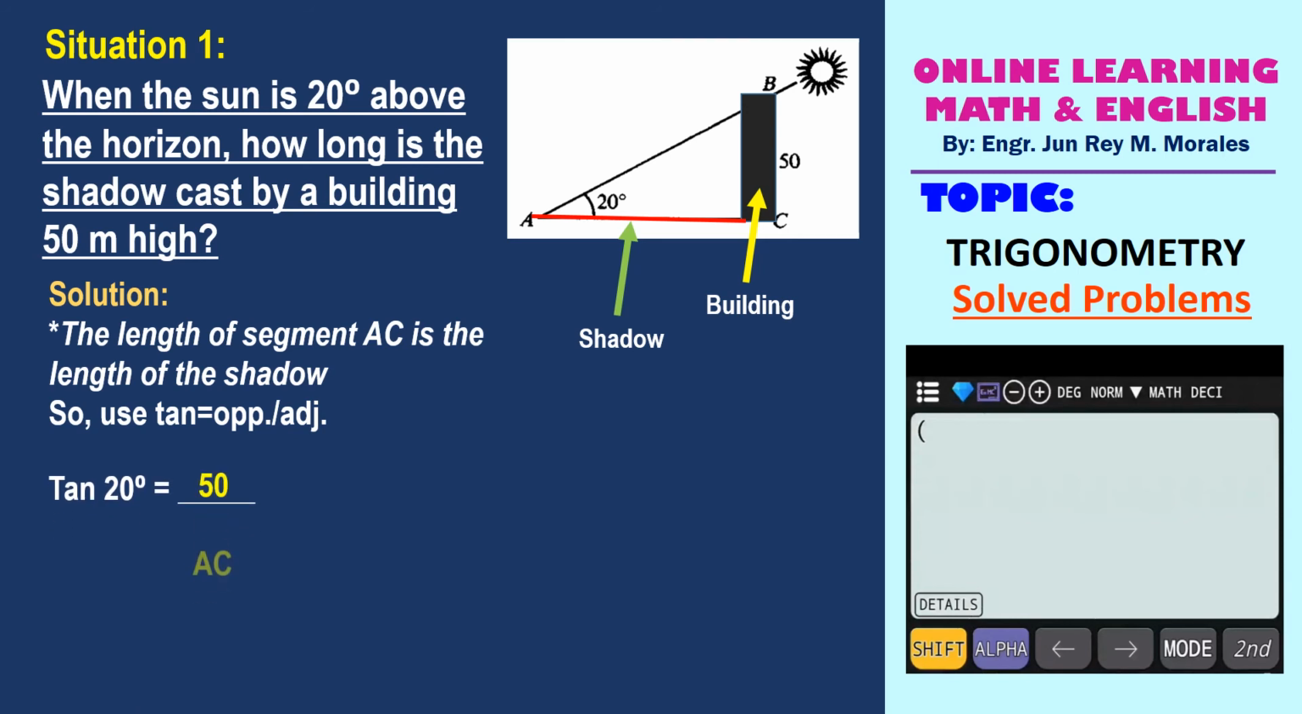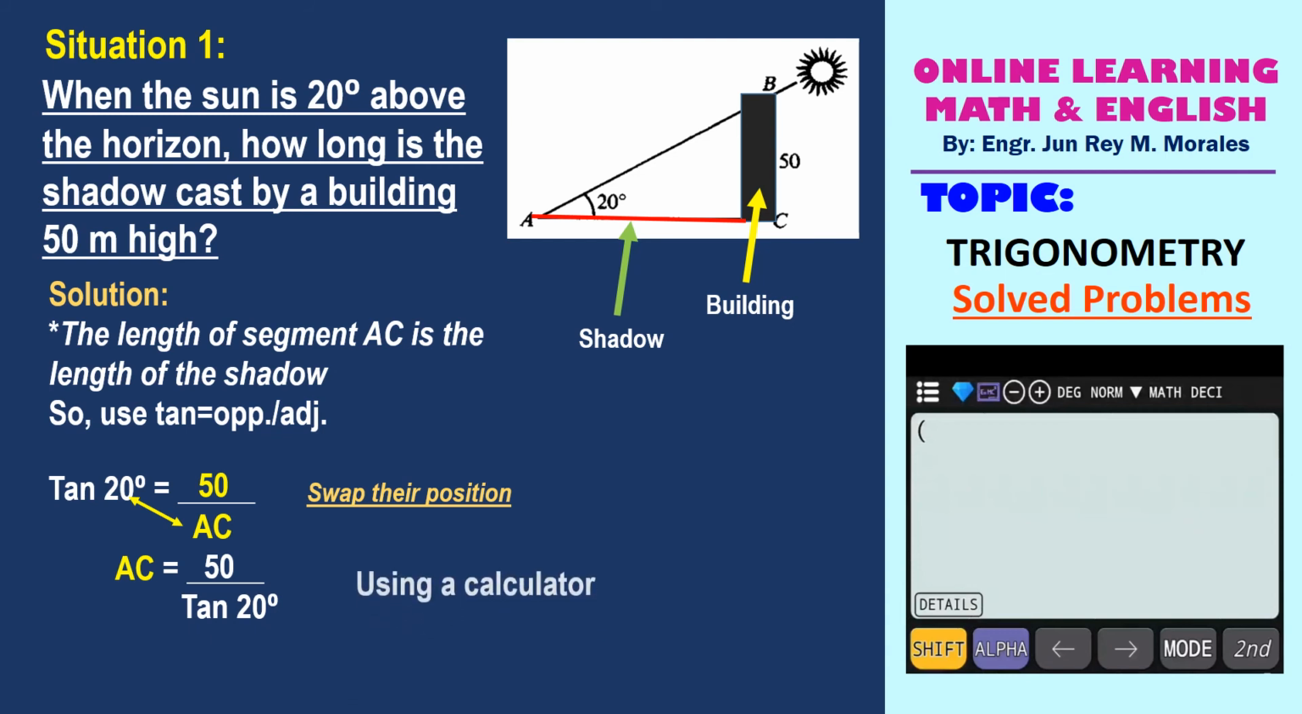So tangent of 20 degrees is equal to 50 divided by AC. Since we are looking for AC, we need to swap the position of tangent 20 degrees and AC. Using a scientific calculator, we can get the answer.